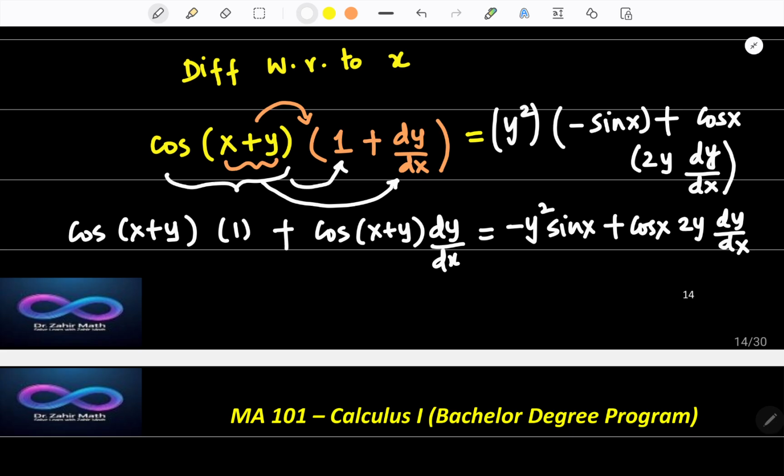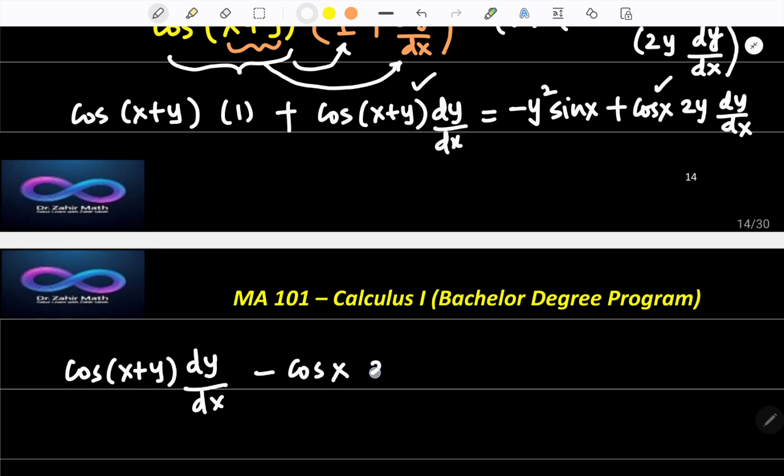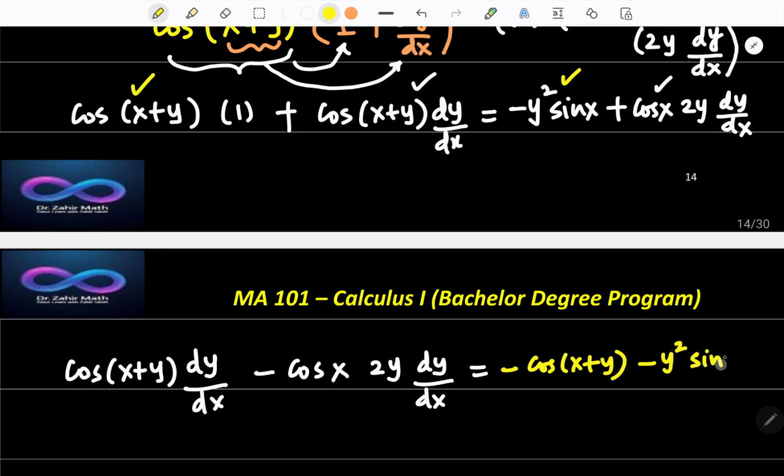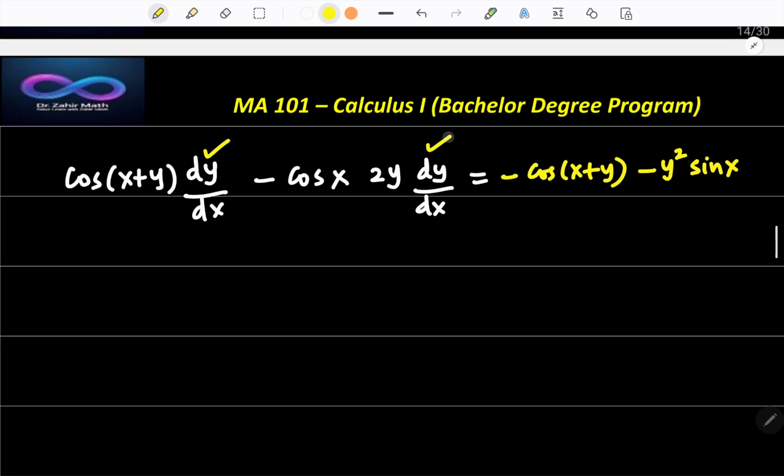Right. Now let us write in a proper way. All the dy by dx we are going to take one side. This is dy by dx. This is dy by dx. So we'll take it one side. Okay. Right. This one, cosine of x plus y dy by dx, is already on the left. This one, minus cosine x 2y dy by dx, I'm bringing to this side. And what are the other terms? This one I'm taking this side, minus cosine of x plus y. This is already here with minus. So minus y square sine x. Okay. Right. So what can I take common? Common term is what? Dy by dx. Amal mushtarak.